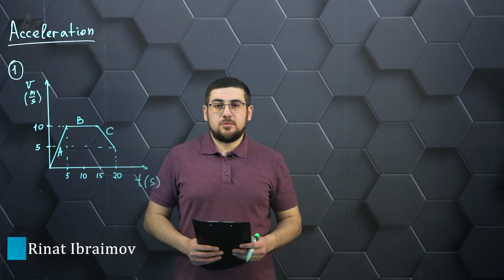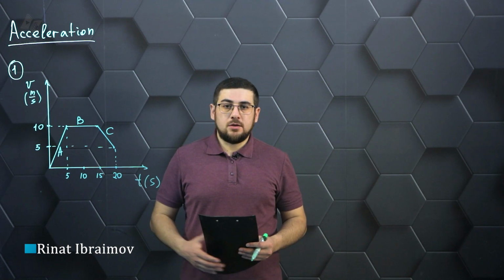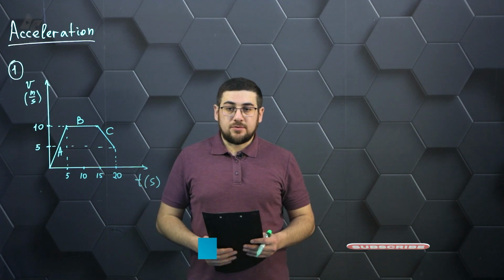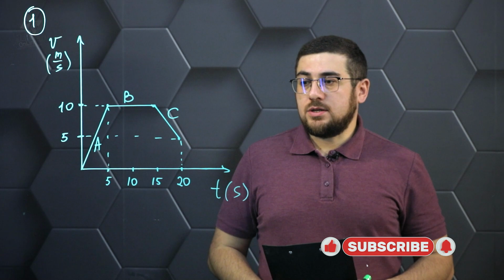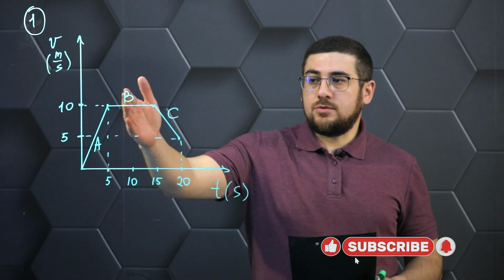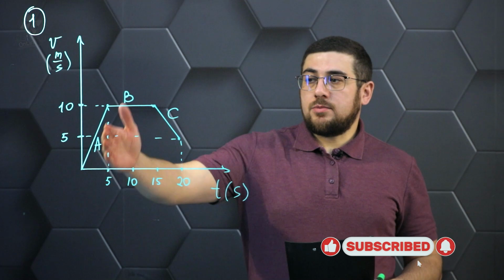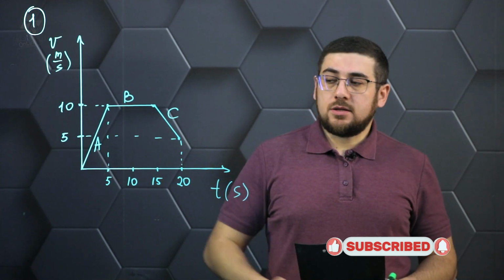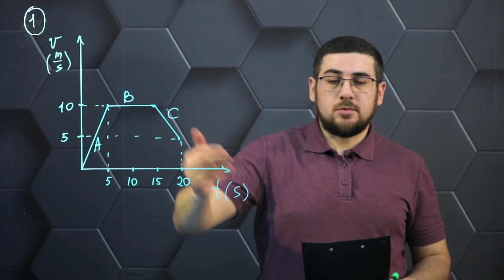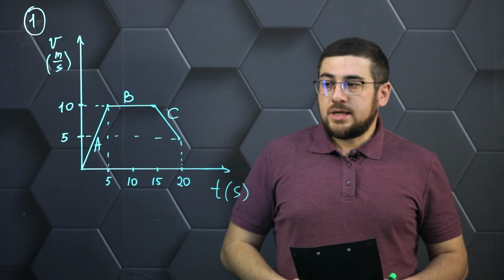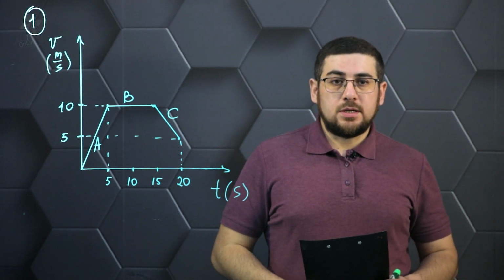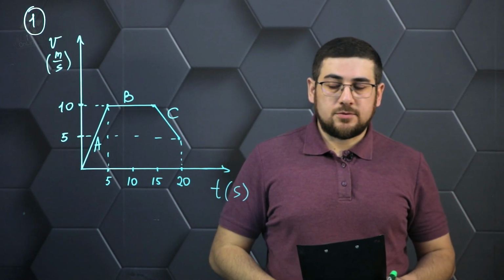Hello! Today we are solving problems on the topic of acceleration, and we start with a problem with a graph. The graph shows the motion of a body, and as we can see, the motion is quite variable, i.e., at one stage the velocity of the body increases, at another it remains constant, and then it decreases. The problem is to find the acceleration of the body at each of the three plots.